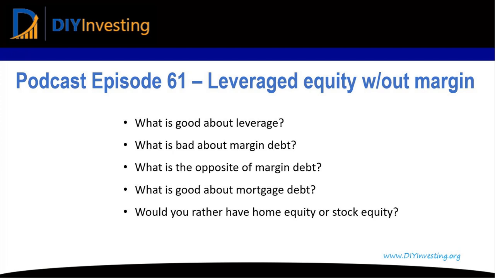So we've talked a little bit about what is good about mortgage debt. It's basically the opposite of margin debt. It's non-callable, has low fixed interest rates. Missed mortgage payments can't force you to sell your investments. So the final question we really have to answer is, would you rather have home equity or stock equity?